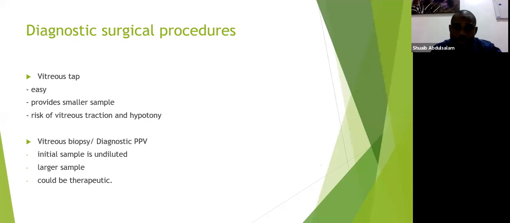Then the second one I would like to talk about is the vitreous biopsy or diagnostic pars plana vitrectomy. Usually you require a normal vitrectomy setup, and you attach a syringe to take the initial sample so that it's undiluted. So usually the vitreous biopsy will give you a much larger sample, and of course you could go on and do a total vitrectomy for the patient, so it ends up being therapeutic as well.